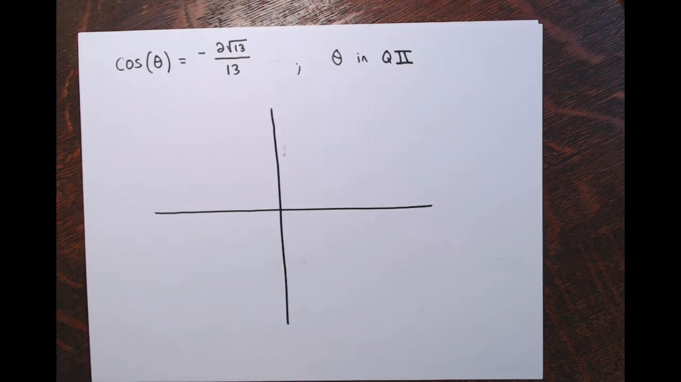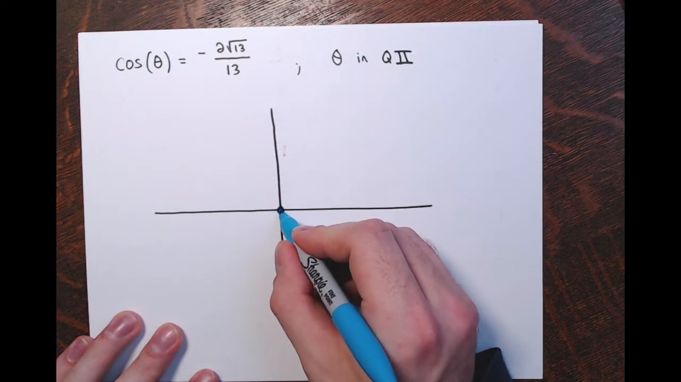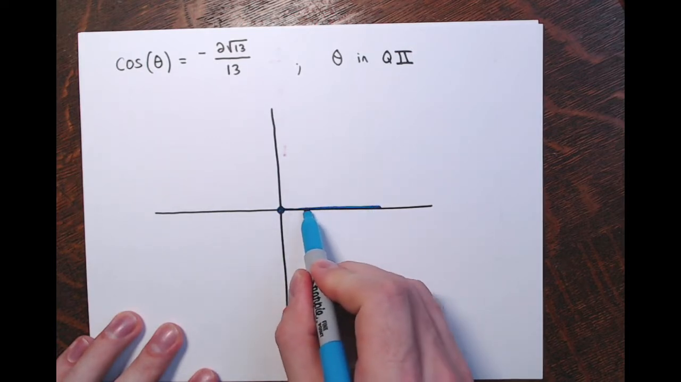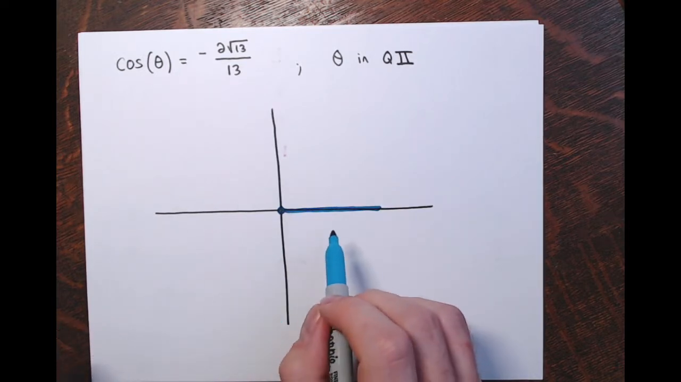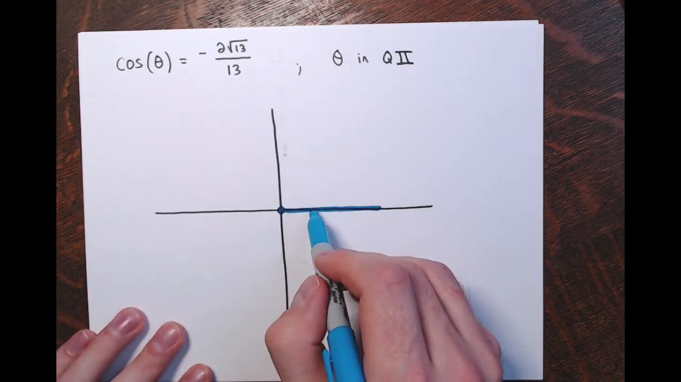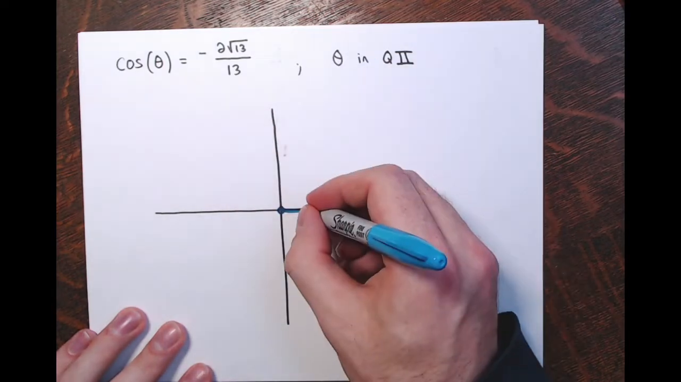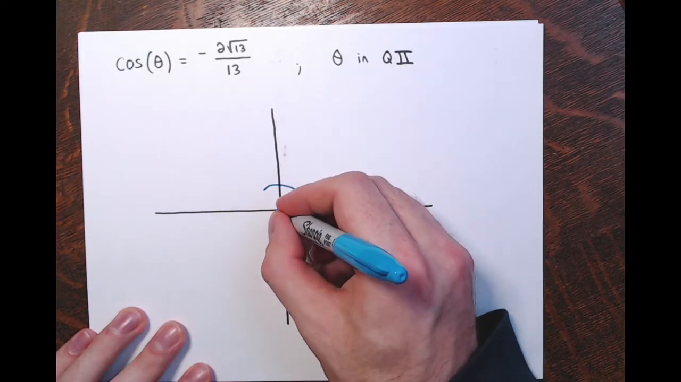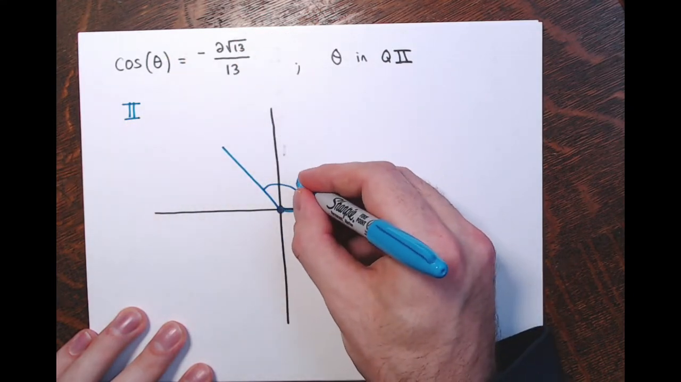I'm going to draw a picture of this. So I know the angle's got to end in quadrant 2. So here's what I'm going to do. Anytime you draw an angle on the coordinate plane in standard position, you're always starting from the positive x-axis. And it doesn't matter which way I go. I can go counterclockwise, I can go clockwise, positive angle or negative angle, as long as I end in quadrant 2. So here is an angle that ends in quadrant 2. So this is theta here.